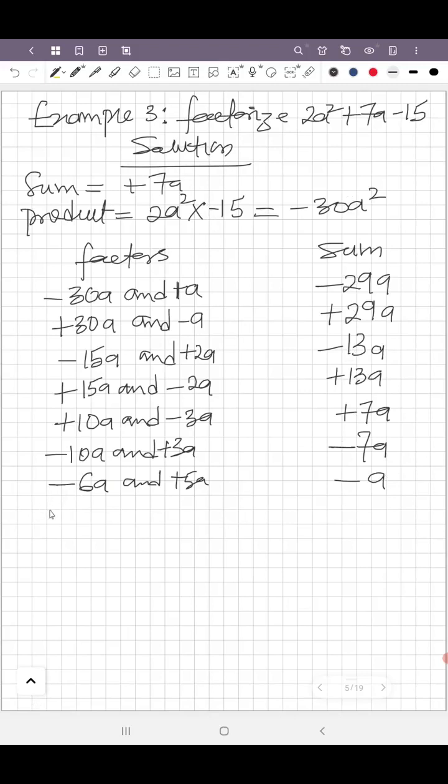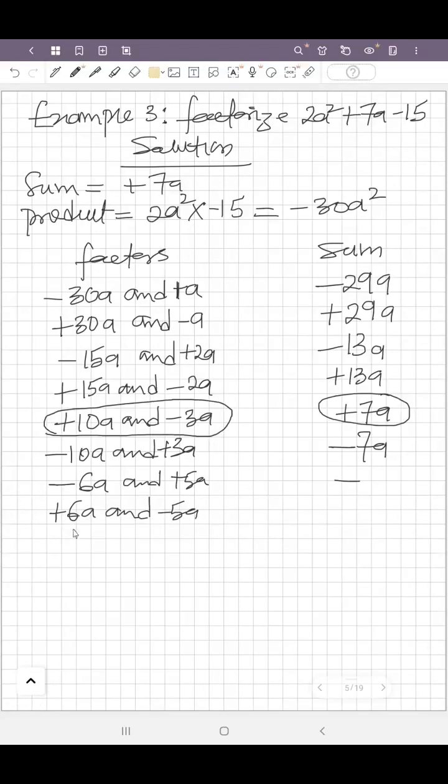So also we have plus 6a and minus 5a. So when you add it together, you have plus a. So the value here is plus a. This one is minus a. So what exactly we now need is plus a and minus 3a and plus 7a. That is our sum, and these are our factors that we are now going to use in the expression.